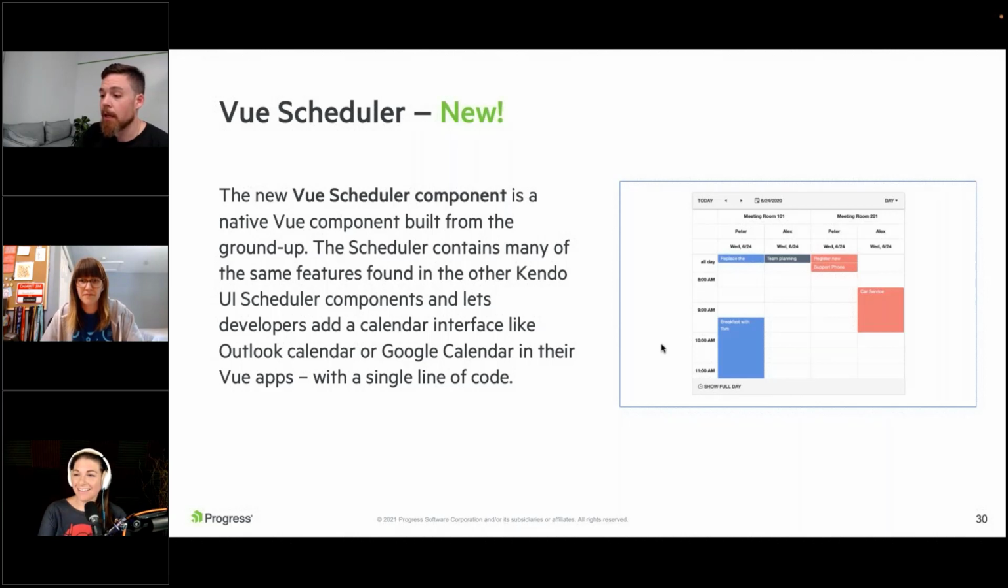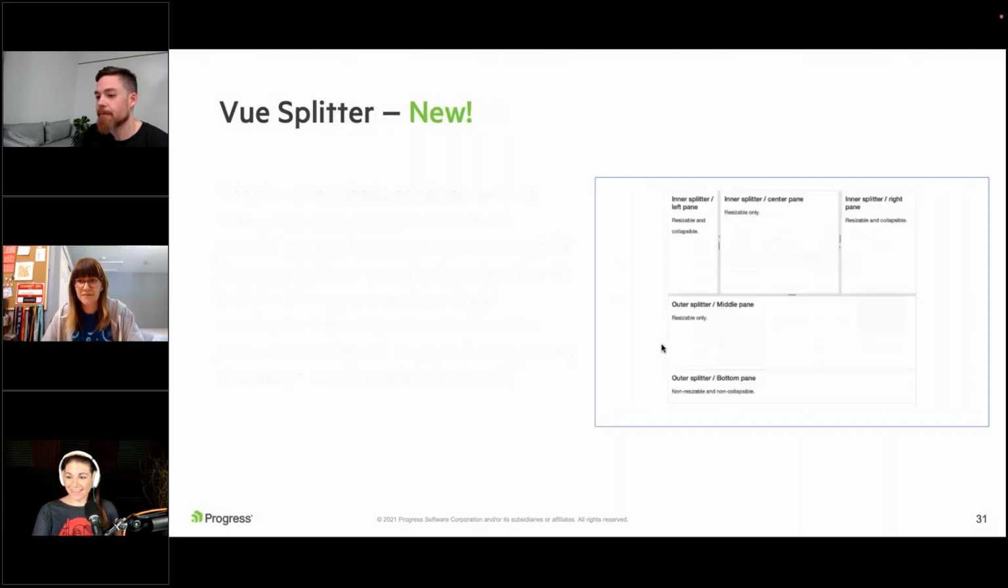Again, built from the ground up specifically for Vue. And you can see a quick little screenshot of what that looks like over on the right-hand side. In this particular case, we've taken advantage of resource grouping. So we can see that we both grouped by individuals and their names, as well as the meeting room. So you can see if a meeting room has been booked by a particular person in this case.